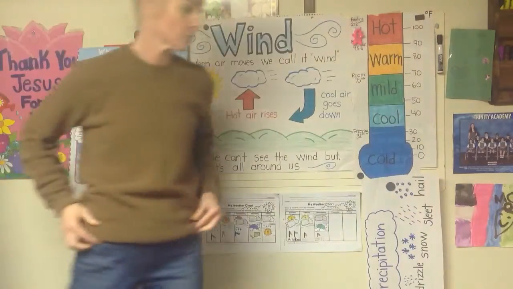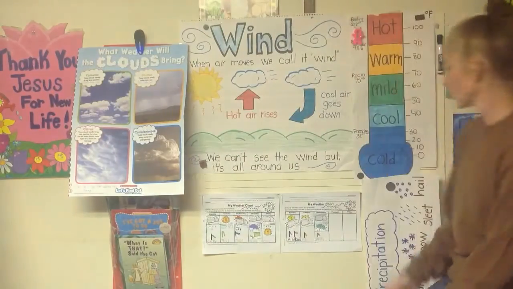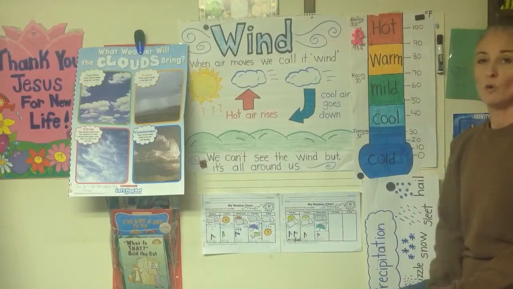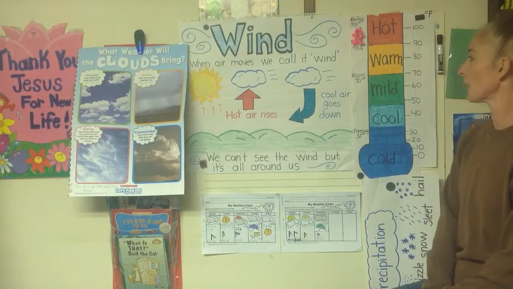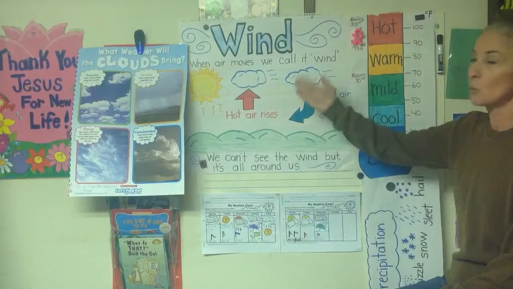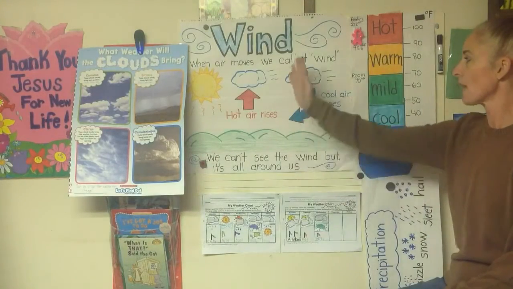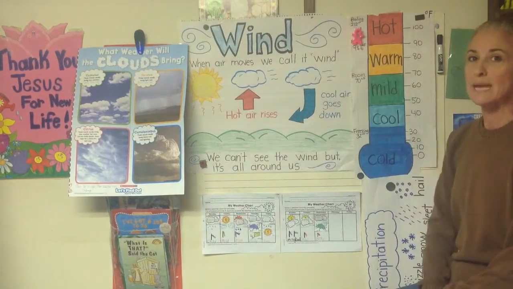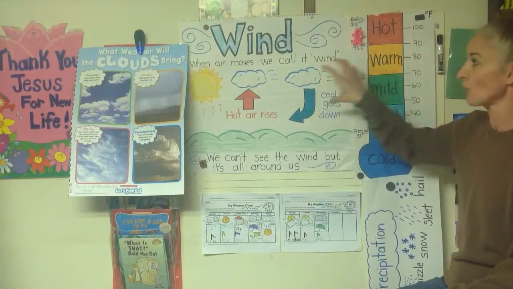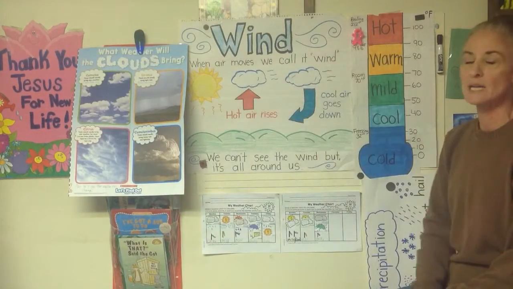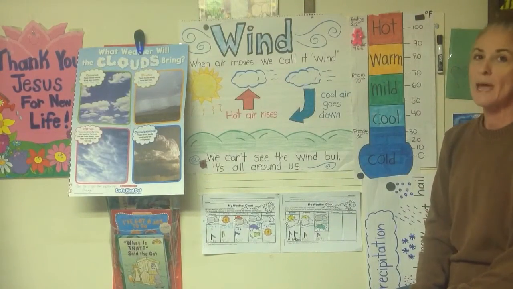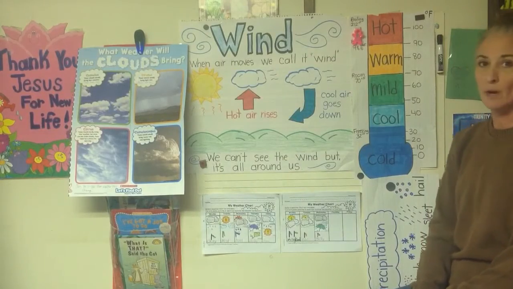So, since we've learned temperature, how the air feels, we were able to understand how wind is formed with hot air rising and cool air dropping down. And with learning temperature and wind, we were able to understand how clouds form and how they move. So let's review our cloud types.